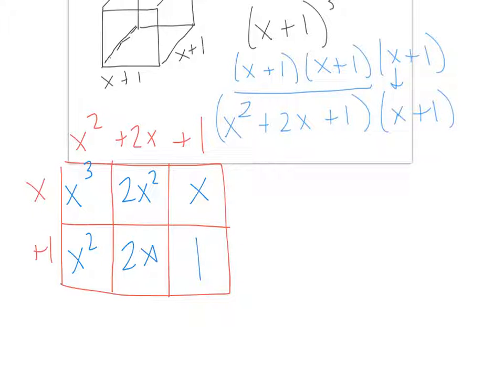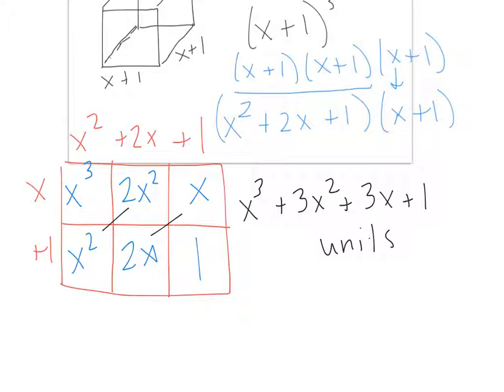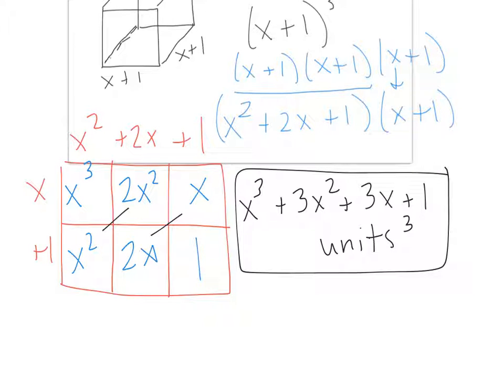And I do have some like terms here. And I get x cubed plus 3x squared plus 3x, if I'm combining some of these like terms here, plus 1, and then I'll label this units cubed because I did find volume. And now I am done.